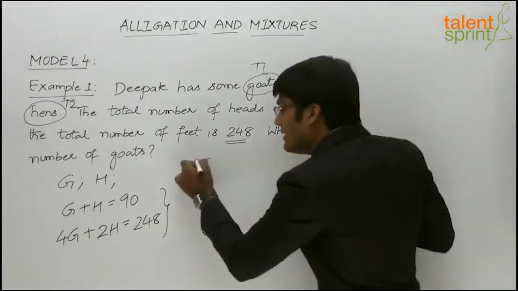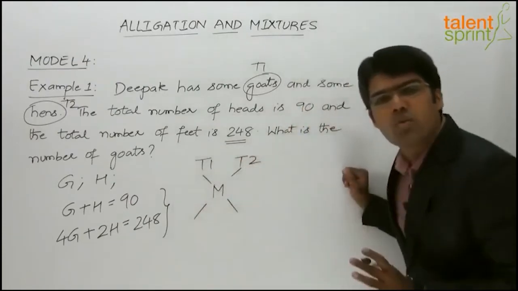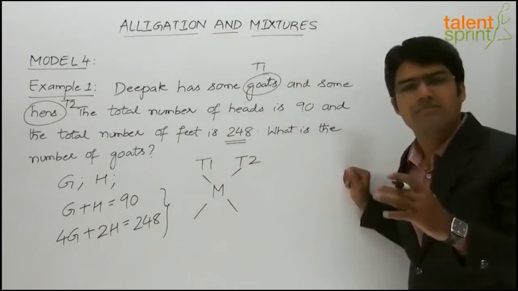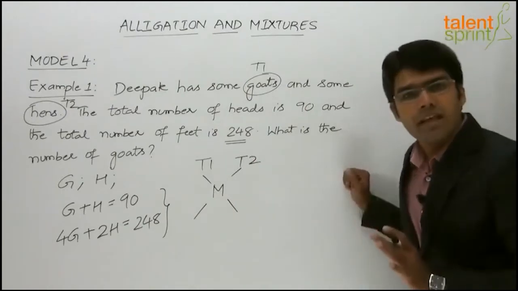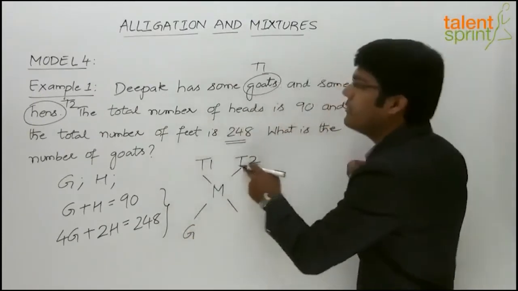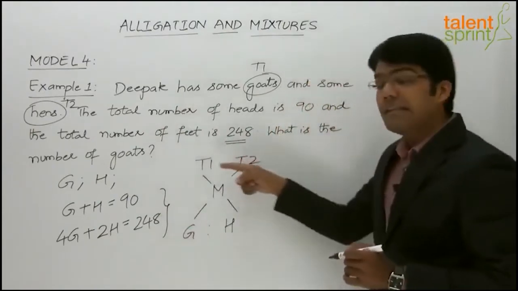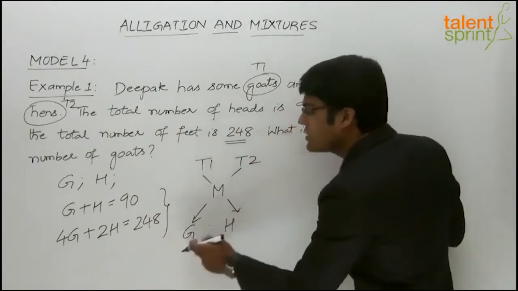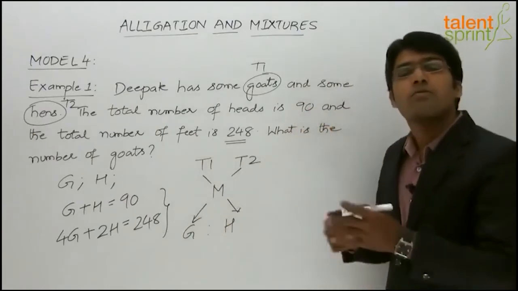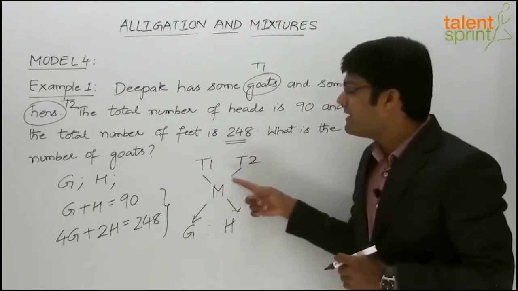Now the alligation rule is as follows: T1, T2 and M. When we take the cross differences, we get the ratio of the two quantities. Here the ratio of the two quantities is the ratio of the number of animals: quantity of goats, which is the number of goats, is to quantity of hens, the number of hens. Because T1 is with respect to goats, we get G here, and T2 is with respect to hens, we get H here. So when we substitute the proper values and apply the alligation rule, that is, the cross differences, we get the ratio G is to H. That ratio can be used along with the total number of heads, 90, to find the number of goats. Now the question is, what should come in place of T1, T2 and M?